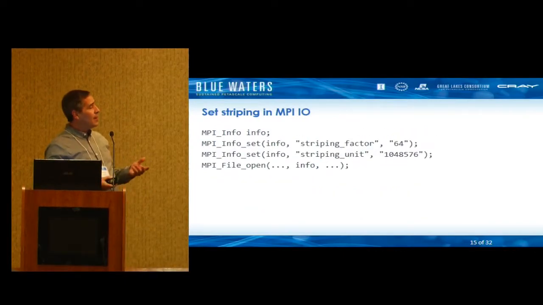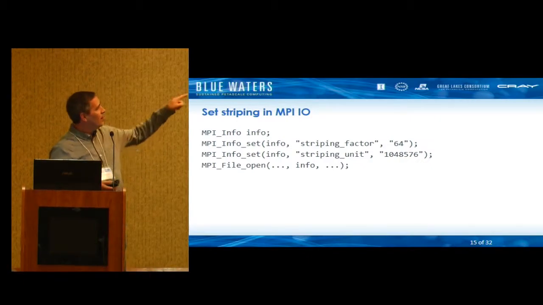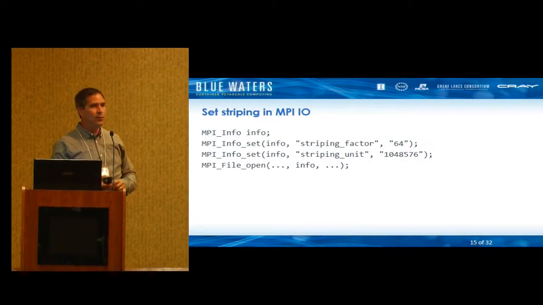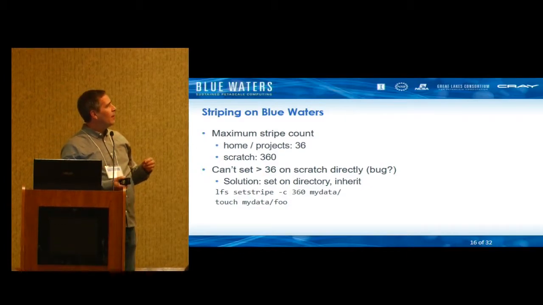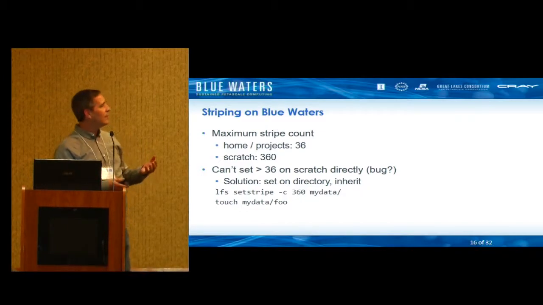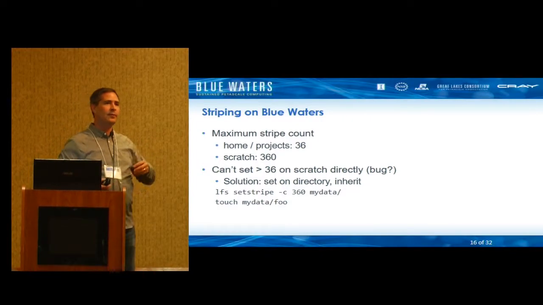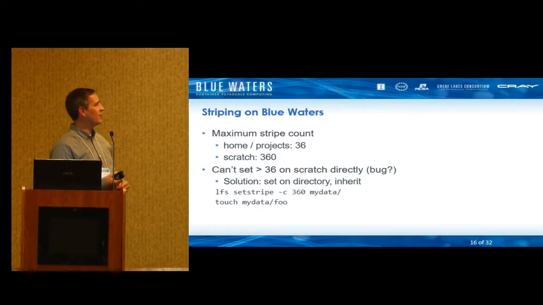If you're using MPI-IO, you can set the stripe size and stripe count with a couple of info hints to MPI_File_open, the striping_factor and striping_unit. Now in Blue Waters, the home and projects file systems have 32 file servers on them, 32 OSTs, and scratch has 360, or they might have more, but that's the most number of stripes you can have for files on those file systems.